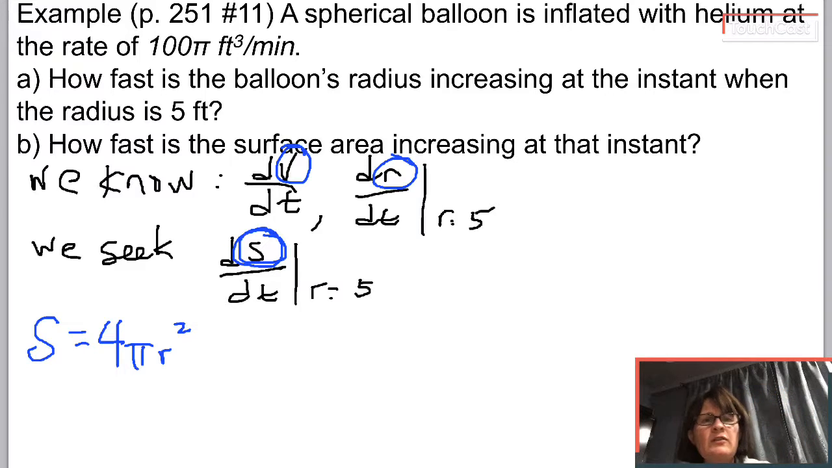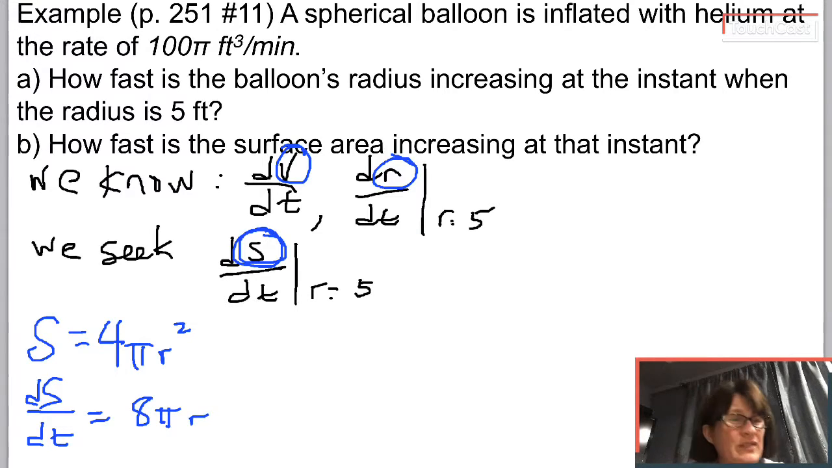So now I can take the derivative of both sides, so dS/dt is going to be, the 2 comes down, so 8πr. But that was the derivative with respect to r. I need the derivative with respect to time, which means I'm going to multiply by dr/dt. That's the implicit differentiation. That's what makes this a related rates problem.